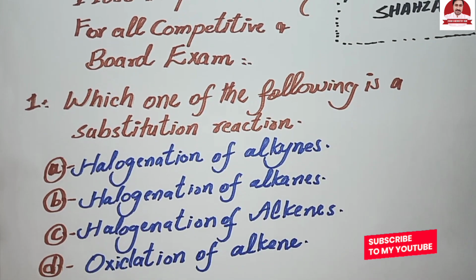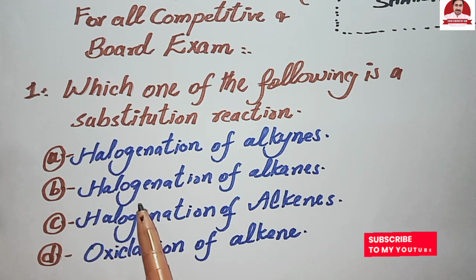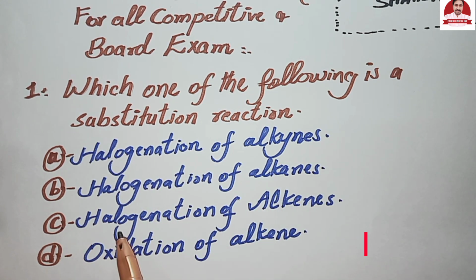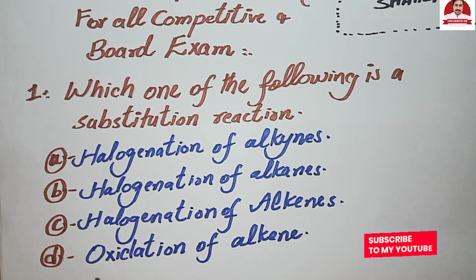Option A. Halogenation of alkyne. Option B. Halogenation of alkane. Option C. Halogenation of alkene. And option D. Oxidation of alkene.